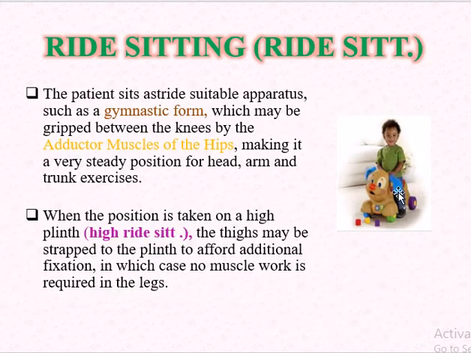Ride sitting. Look at this. The patient sits astride suitable apparatus such as a gymnastic form, which may be gripped between the knees or by the adductor muscles of the hip, making it a very steady position for head, arm, and trunk exercise. When the position is taken on a high plinth, that is known as high ride sitting, the thighs may be strapped to the plinth to afford additional fixation, in which case no muscle work is required.